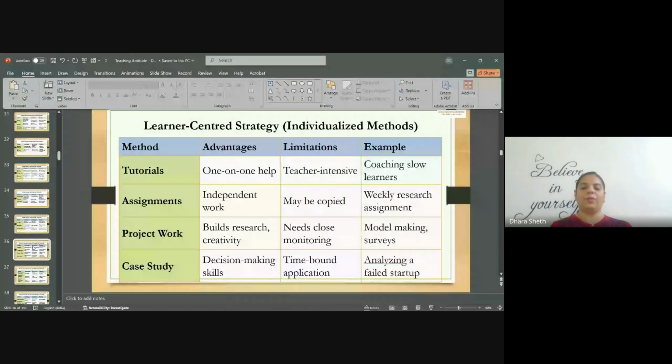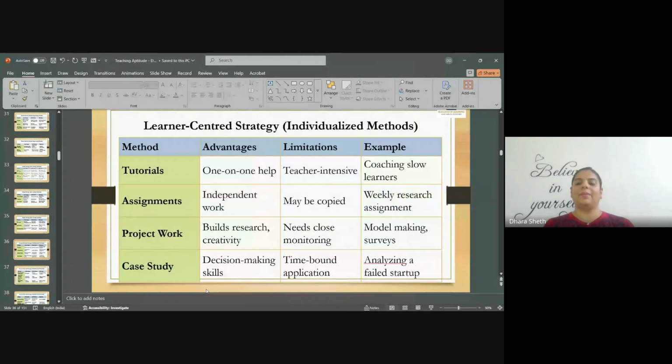Now, for the person who was asking, learner-centered strategies. Learner-centered strategies are where the learner is the main hero. Like one-to-one tutorials are given, personal coaching. The teacher has to work a lot. That is the limitation, because there's one student, you are there very intensely, one or two students, teaching them.